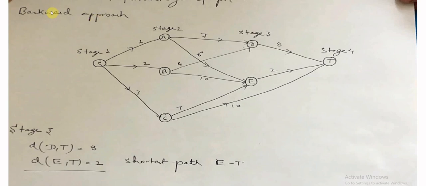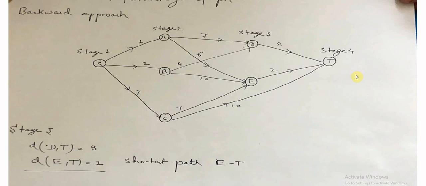So as I already explained why this approach is known as the backward approach, because in this approach we are simply calculating the distance from each and every vertex to a destination vertex in a backward direction, that is from stage 3 to stage 1. And whatever the smallest path that we are generating from a particular vertex, we are utilizing that particular smallest path in the upcoming formulas. So that is the reason why this approach is known as the backward approach.